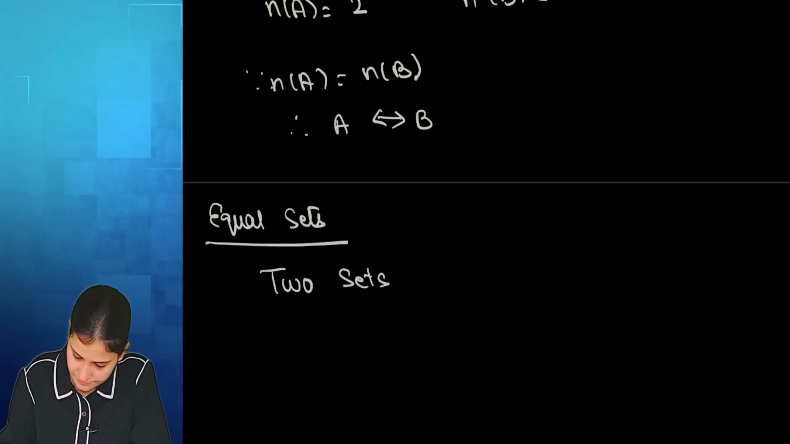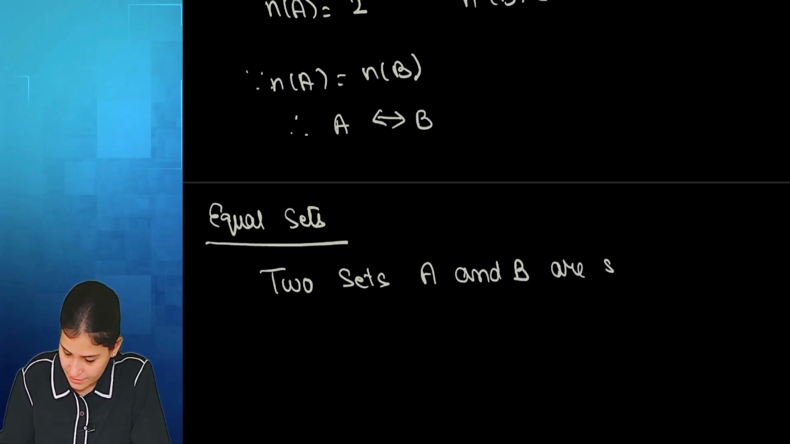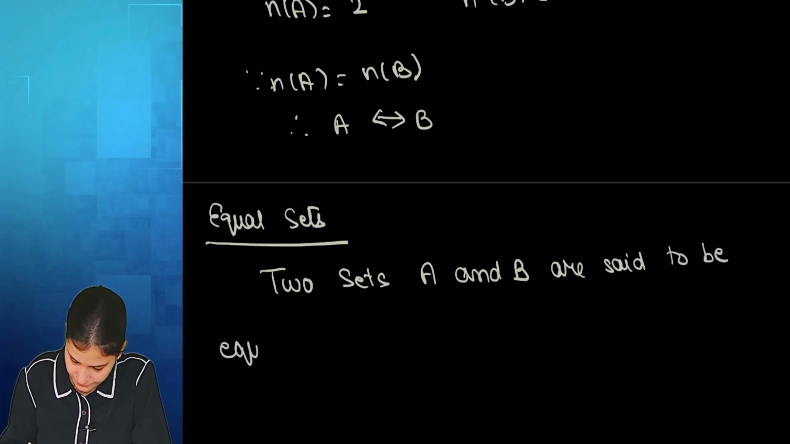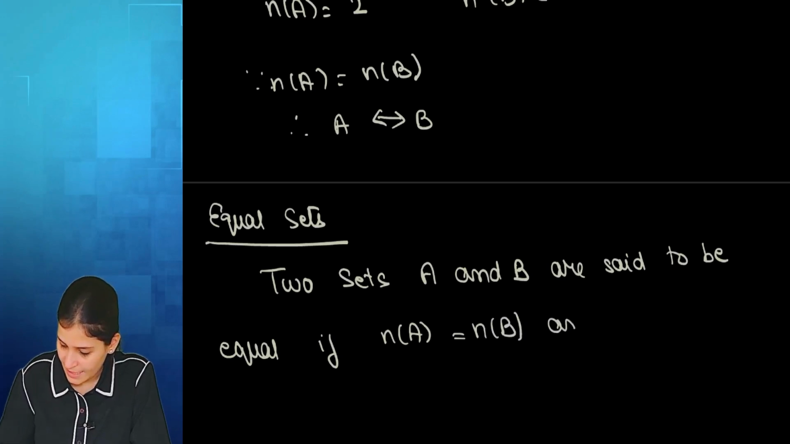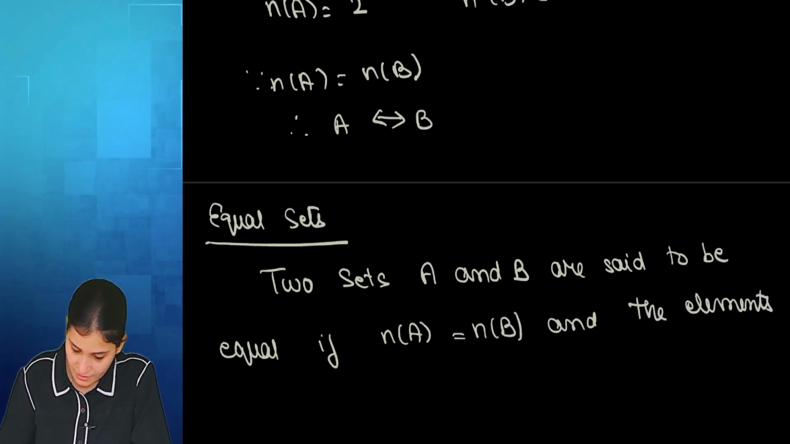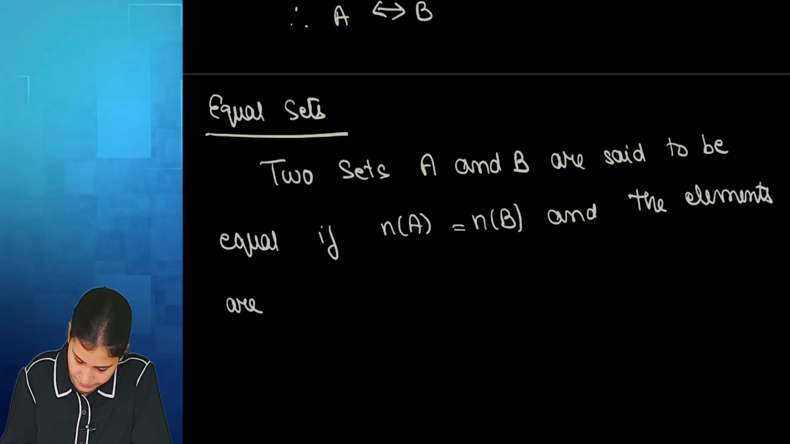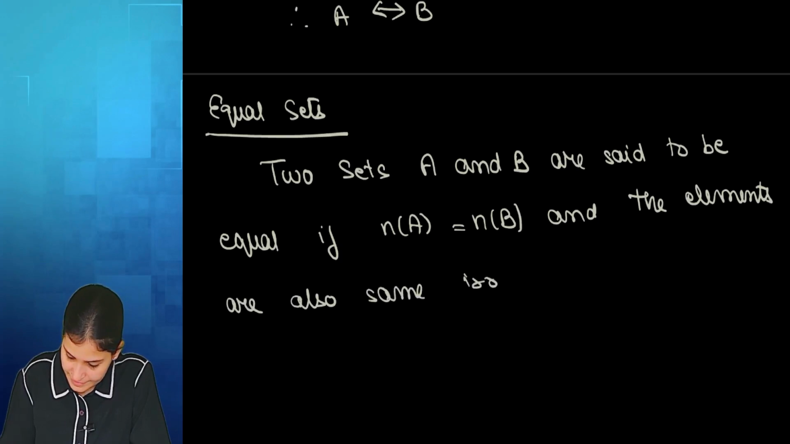Two sets A and B are said to be equal if the cardinality of A is the same as the cardinality of B and the elements are also the same, irrespective of order.